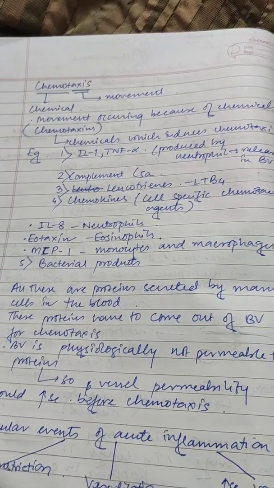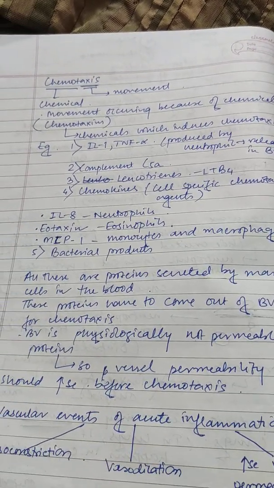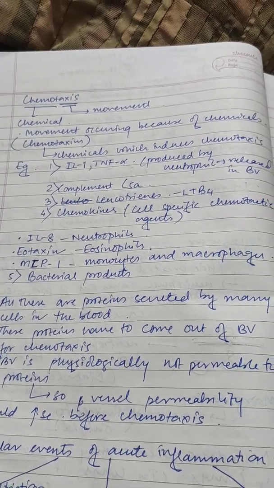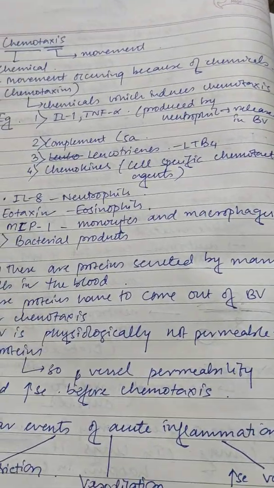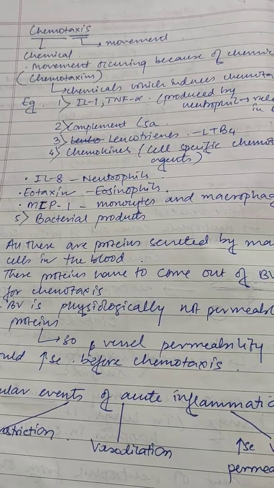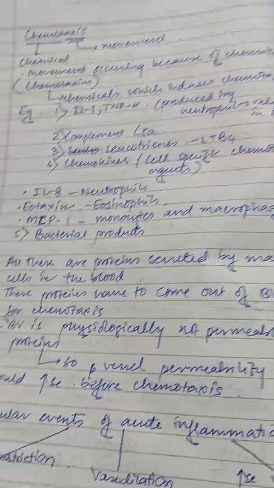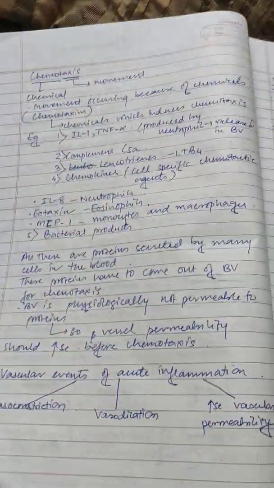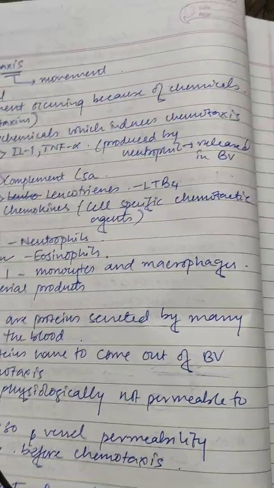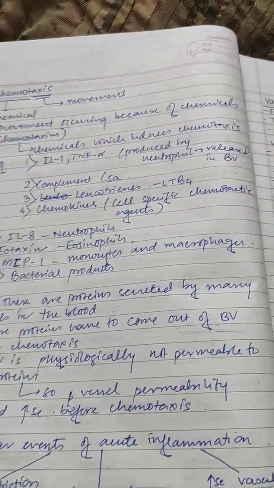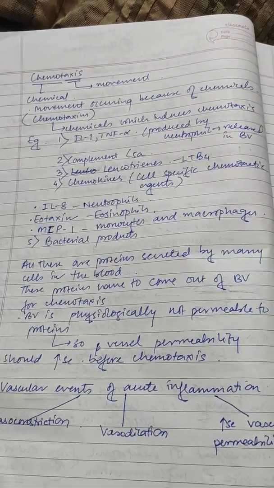So this is the final step of the cellular events. Next come the vascular events. For the vascular events, before chemotaxis, increased vascular permeability is very important. The vascular permeability must increase before chemotaxis can happen. Increased vascular permeability is a very important thing for chemotaxis to happen, and this is the most characteristic feature of acute inflammation. I will cover it in a separate topic.